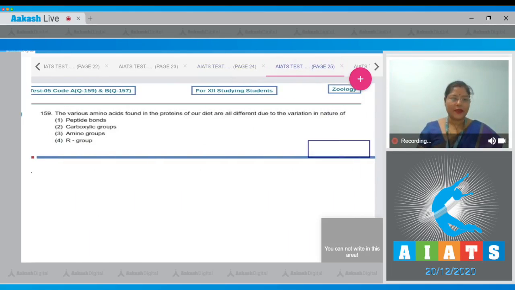Question number 159. The various amino acids found in the proteins of our diet are all different due to the variation in nature of, and the options given are peptide bonds, carboxylic groups, amino groups, and R group. Basic structure of amino acid is: this is amino group, this is carboxylic group, hydrogen, and this R group, which is variable.